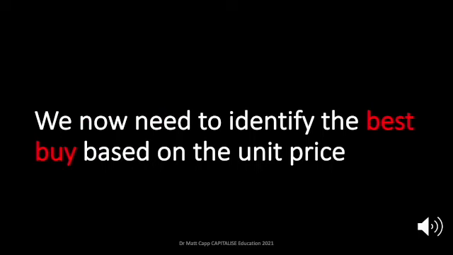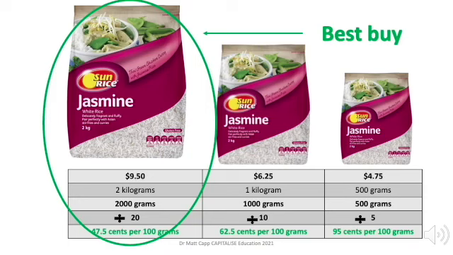We now need to determine the best buy based on the unit price. The best buy is the 2 kilogram packet of jasmine rice because it is cheaper per 100 grams than the other two options.